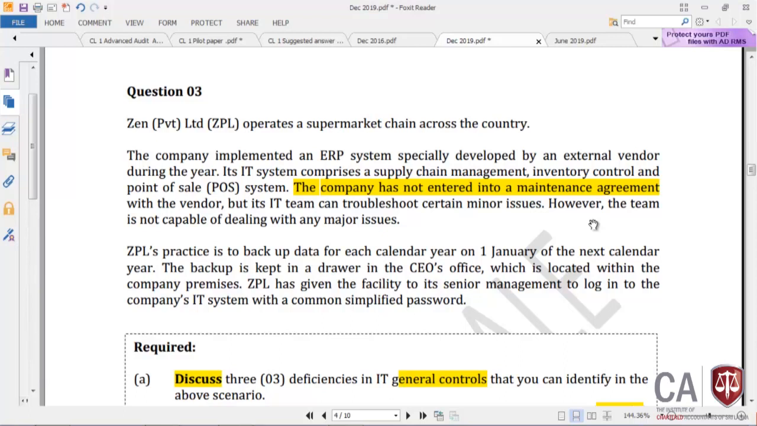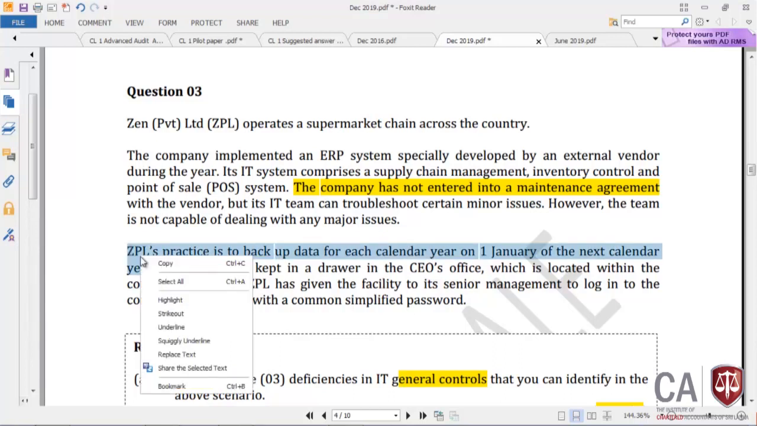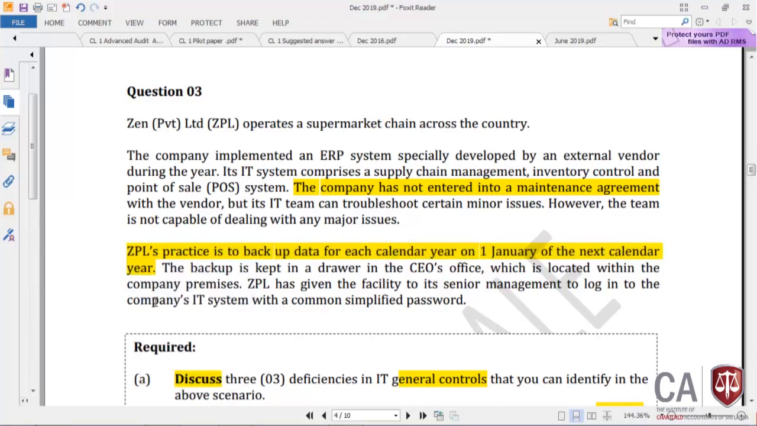Then ZPL's practice is to back up data for each calendar year on 1st January of the next calendar year. Is that what a company does, right? The backup is taken after 1 year. So within that year, if something happened, finished. So it's a superb company. So it's again a problem. The backup is an issue for this particular company.